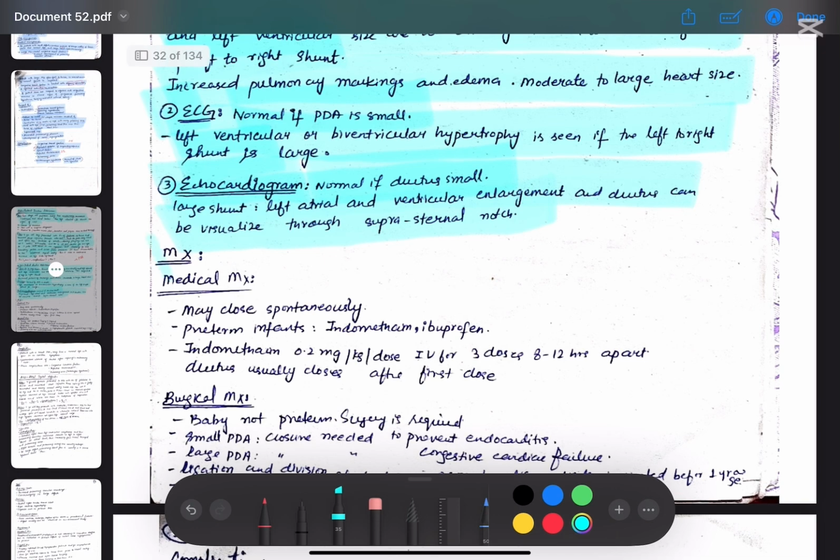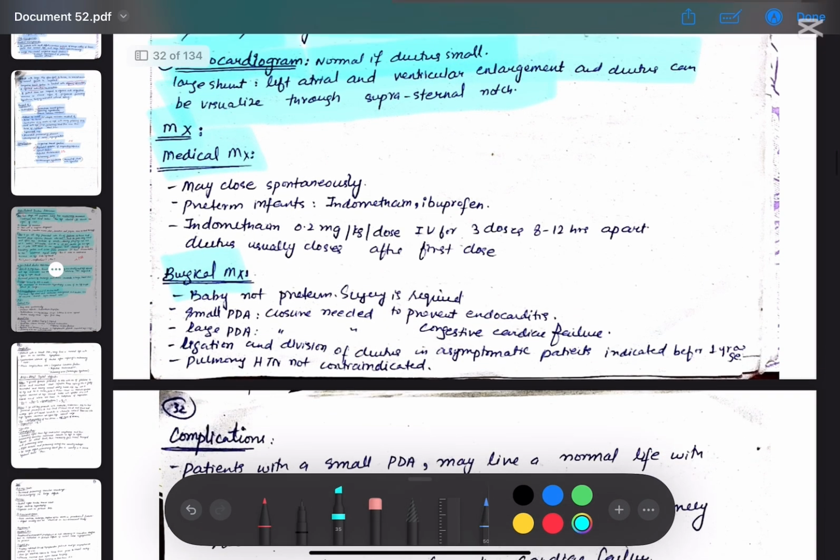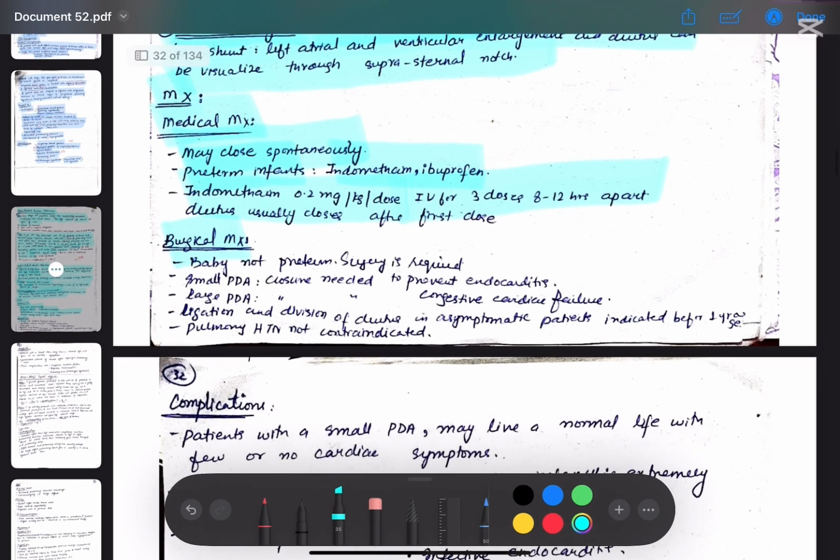The management options are medical management and surgical management. Medically, this PDA can close spontaneously. In preterm infants, indomethacin and ibuprofen are used, and indomethacin is given at 0.2 mg per kg intravenously for 3 doses, 8 to 12 hours apart, and the ductus usually closes after this dose. If the baby is not preterm, then surgery is required.